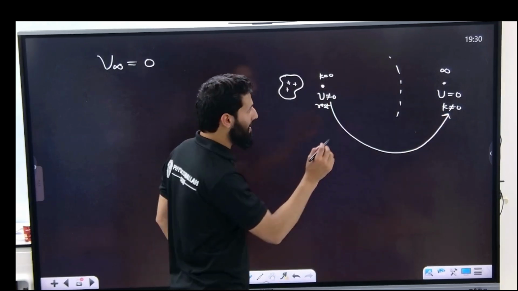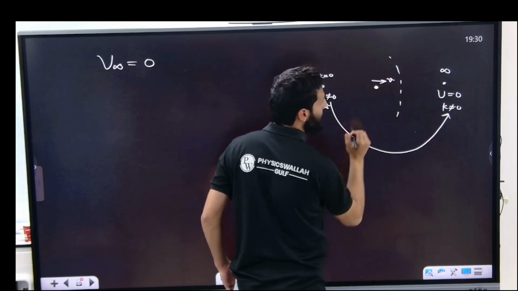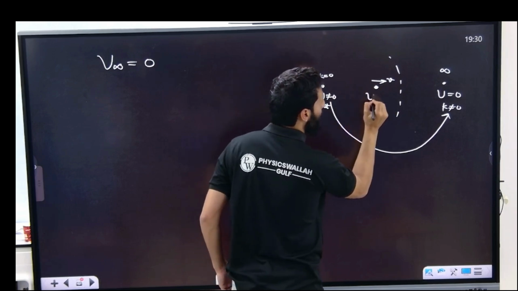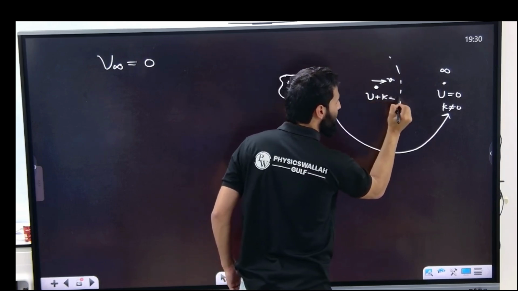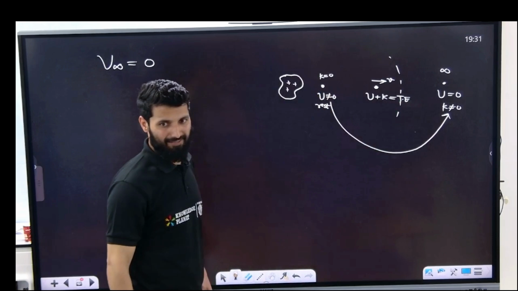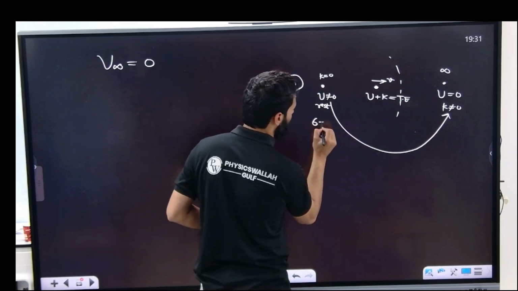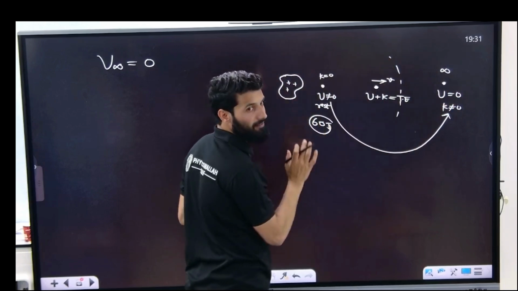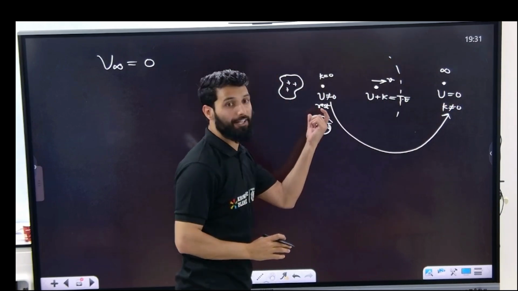Do you understand? Midway it will have some velocity. Once it has a velocity, it will have kinetic energy, half m v squared. Yes or no? So here it will have potential also and kinetic also. But the sum of total energy will remain constant. If it was 60 joules from the beginning, I did 60 joules of work, brought it here, it completely got converted into potential.